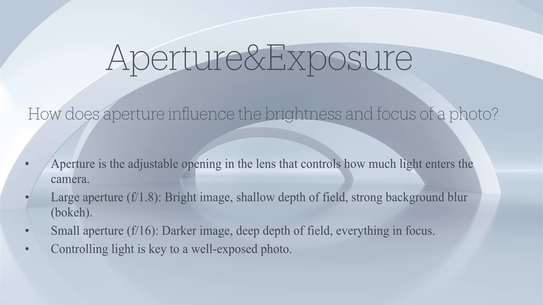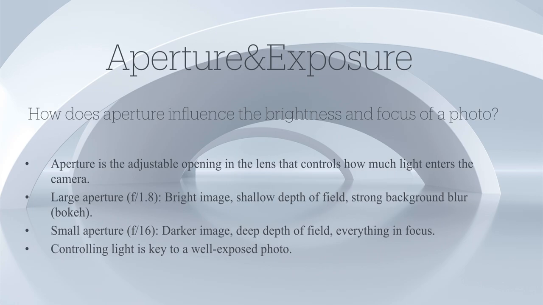Aperture and exposure. How does aperture influence the brightness and focus of a photo? Aperture is the adjustable opening in the lens that controls how much light enters the camera. Large aperture, like f/1.8, creates a bright image, a shallow depth of field, and strong background blur, also called bokeh.